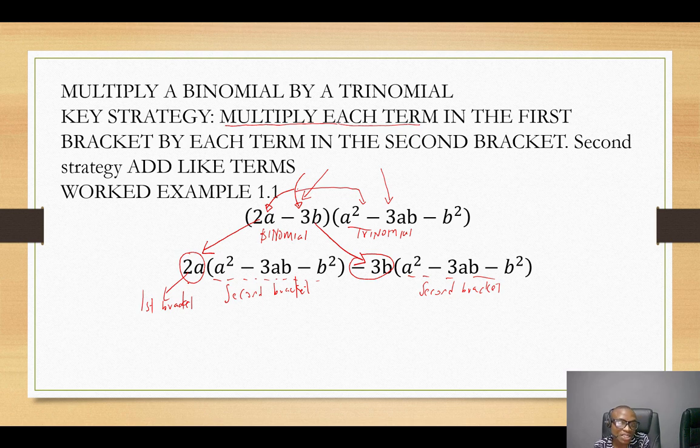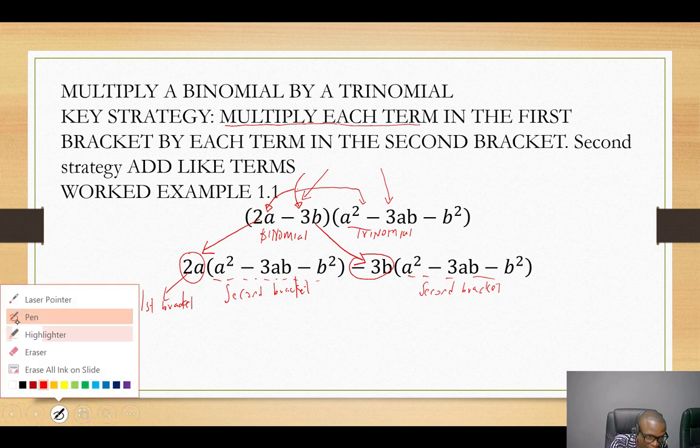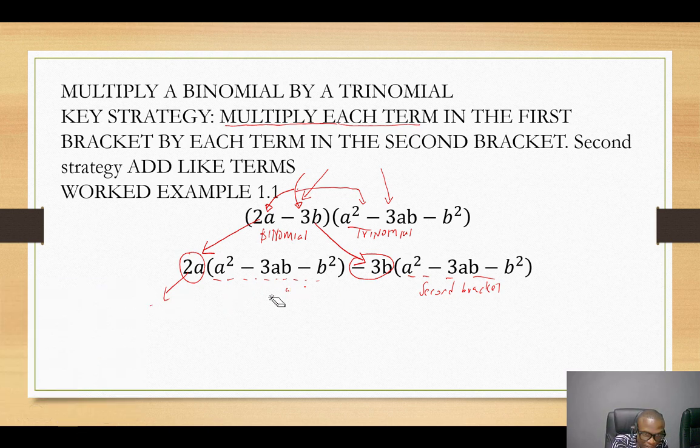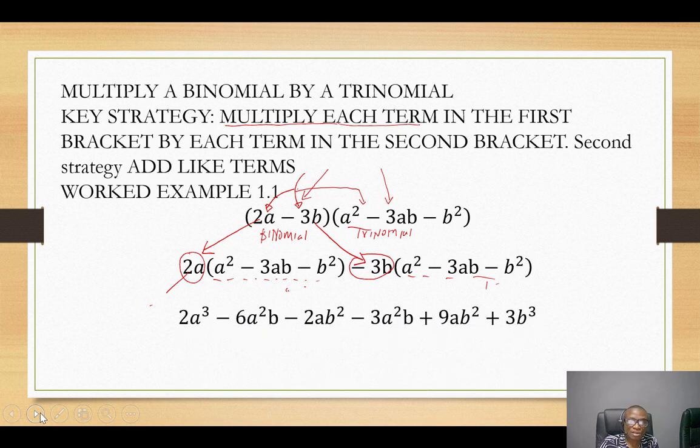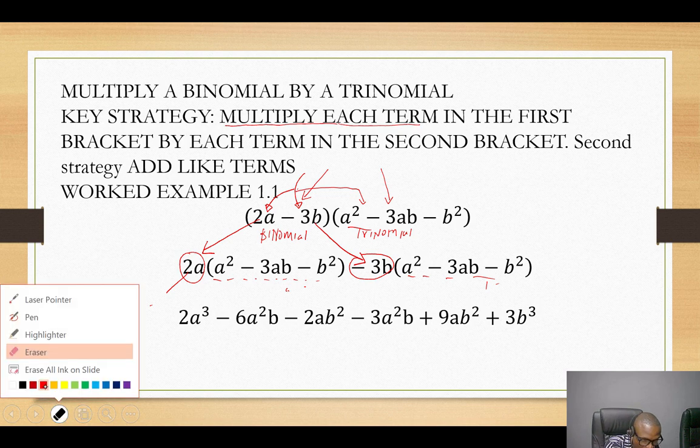So if you understand this procedure, what I've done here, then multiplying a binomial with a trinomial should be easy. Let's continue and see what happens. Let me erase here. Okay, let's see what happens here. Yes. So let's go through it step by step.